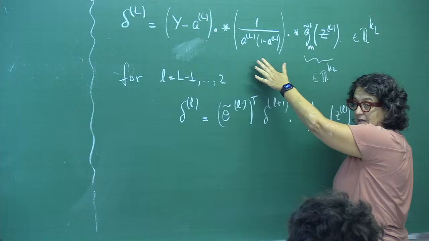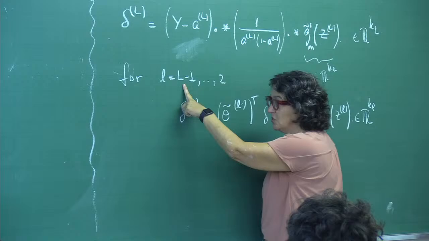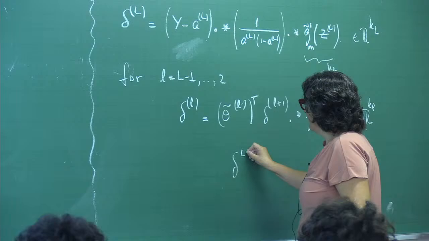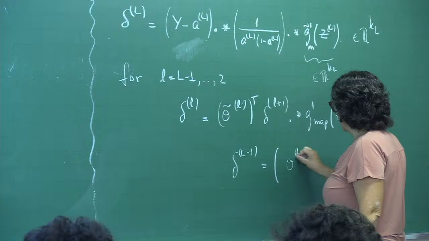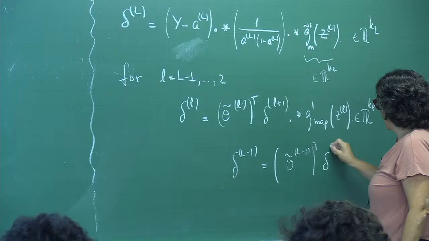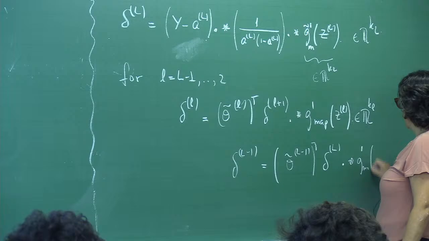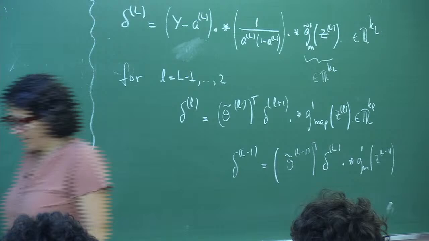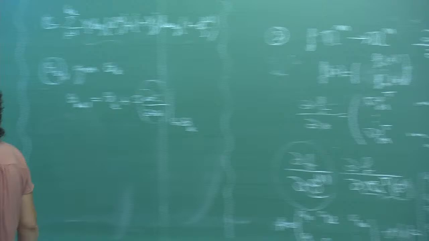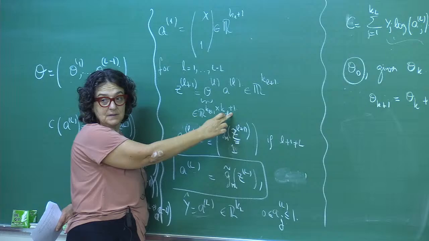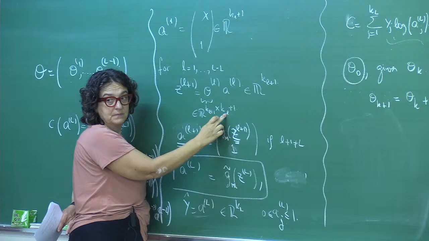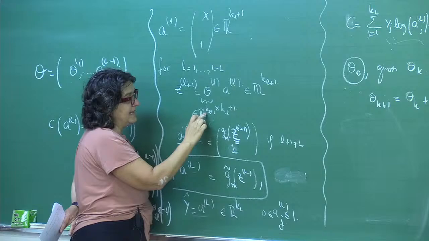Now, the second one, L minus 1, backward propagation. Let me write it. Theta L minus 1 is going to be this matrix, I will tell you immediately what it is, times G prime of C L minus 1. Remember that with this matrix we add a column for the intercept. The tilde one is the same without the intercept. Therefore, the dimension of the tilde is K_L plus 1 times K_L.